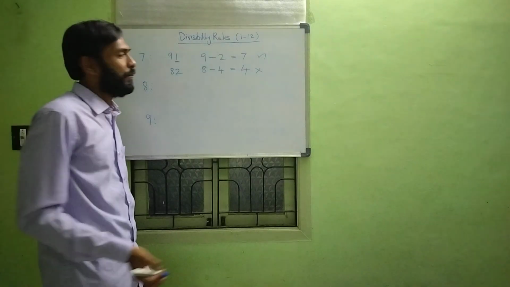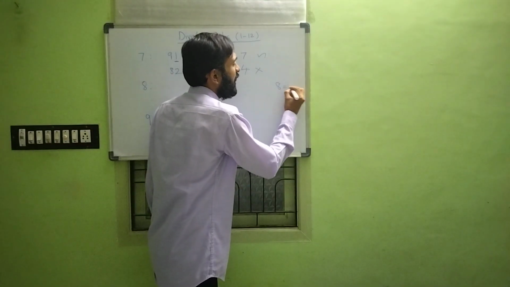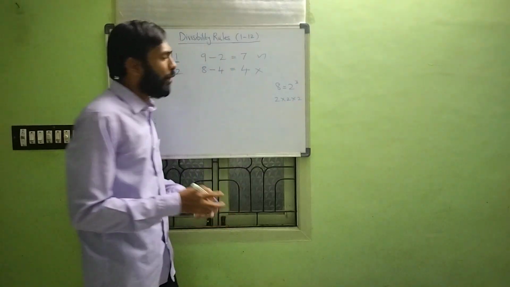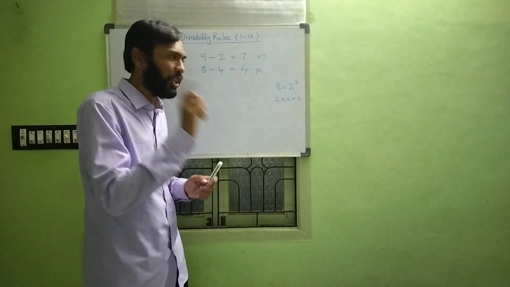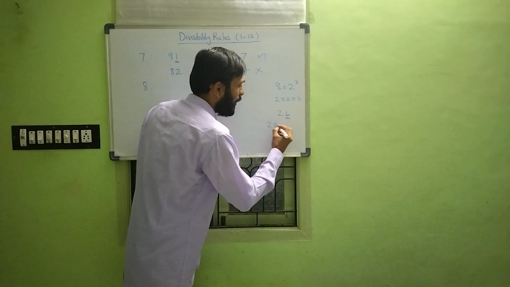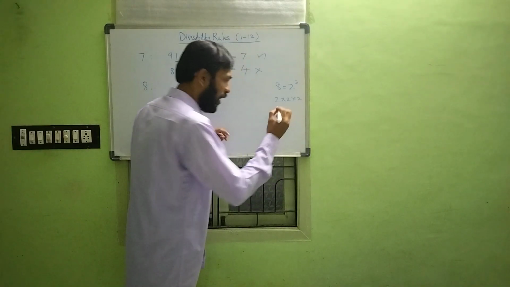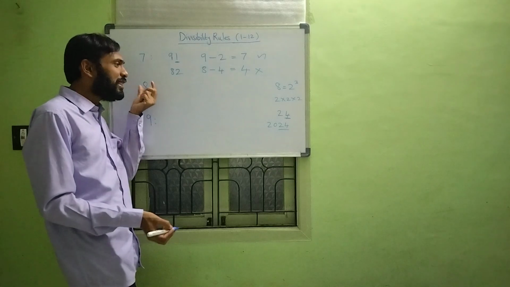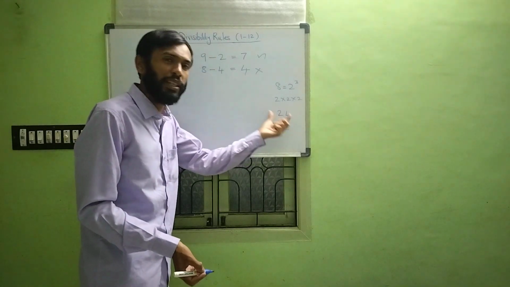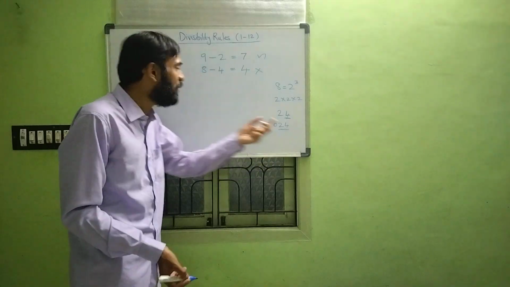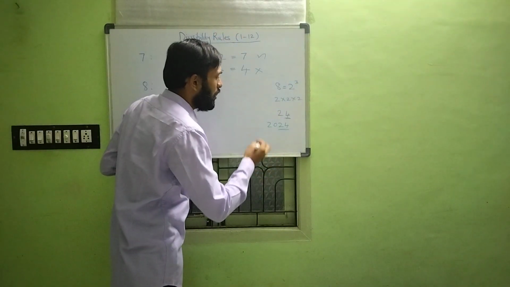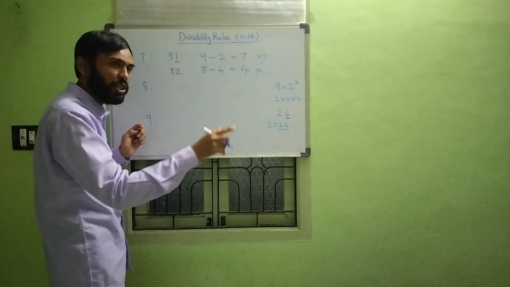Divisible by 8. So 8 can be written as 2 cubed, 2 into 2 into 2. For divisibility by 2, we need to check the last one digit. For divisibility by 4, we should check the last two digits. For divisibility by 8, we should check the last 3 digits. So which means I should check the last 3 digits.